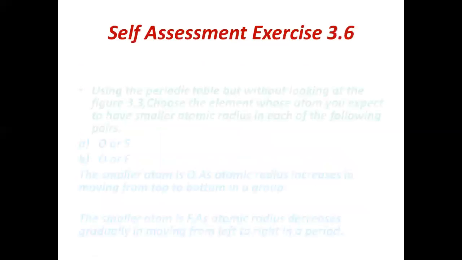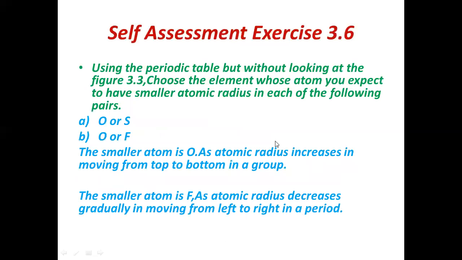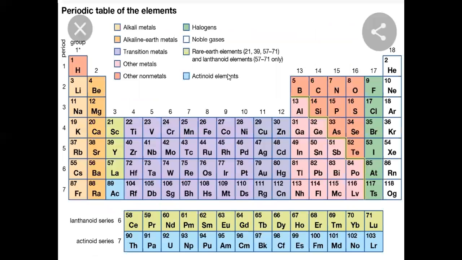Self-assessment exercise 3.6: using the periodic table, but without looking at figure 3.3, choose the element whose atom you expect to have smaller atomic radius in each of the following pairs. Oxygen or sulfur, or second, oxygen or fluorine. So oxygen or sulfur, or oxygen or fluorine. First is oxygen or sulfur.